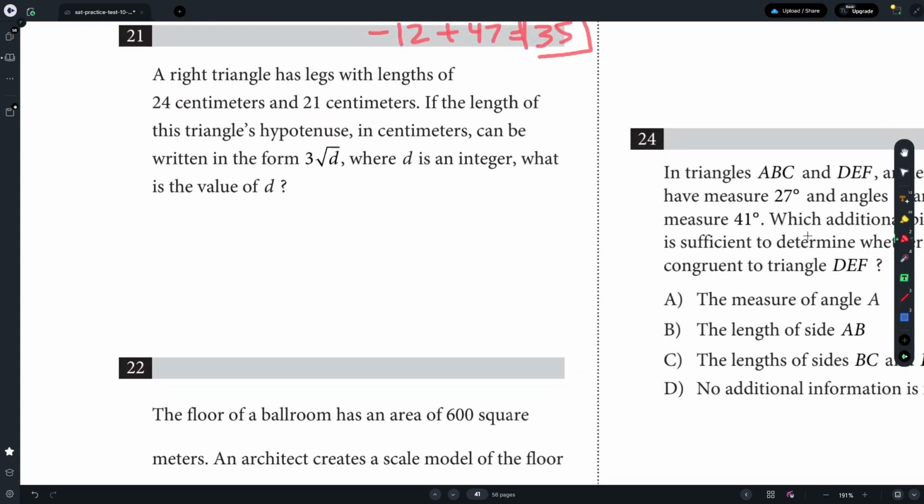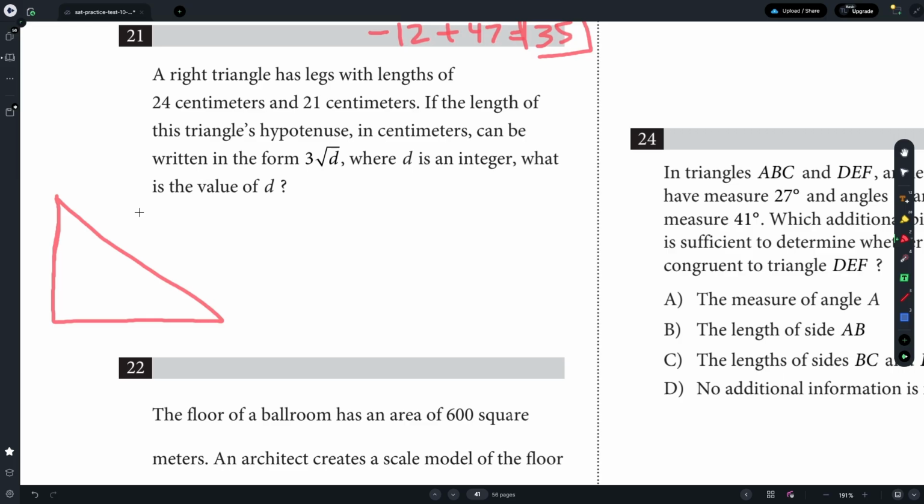Number 21. A right triangle has legs with lengths of 24 centimeters and 21 centimeters. If the length of this triangle's hypotenuse in centimeters can be written in the form of 3 root d, where d is an integer, what is the value of d? So a right triangle, let's just draw this diagram. It's easier for us to understand if we drew a diagram.